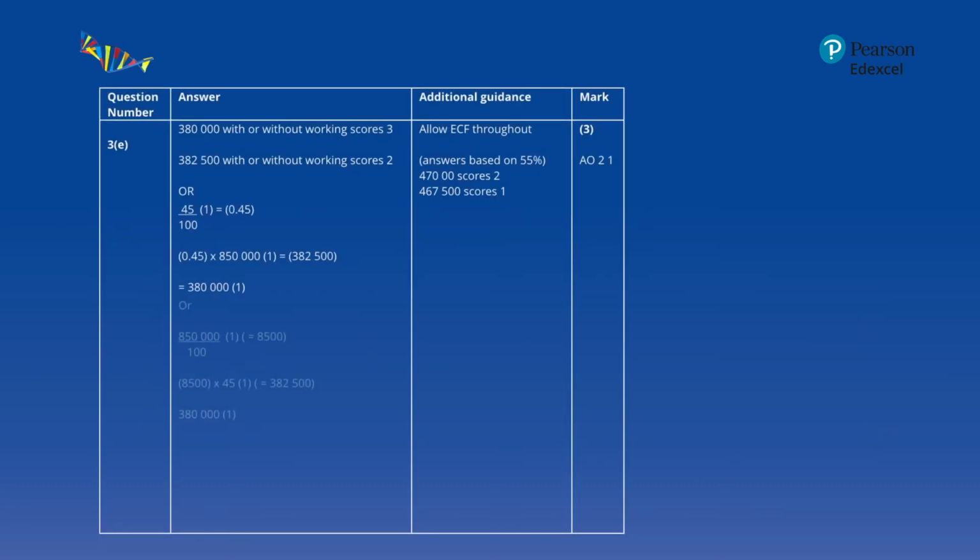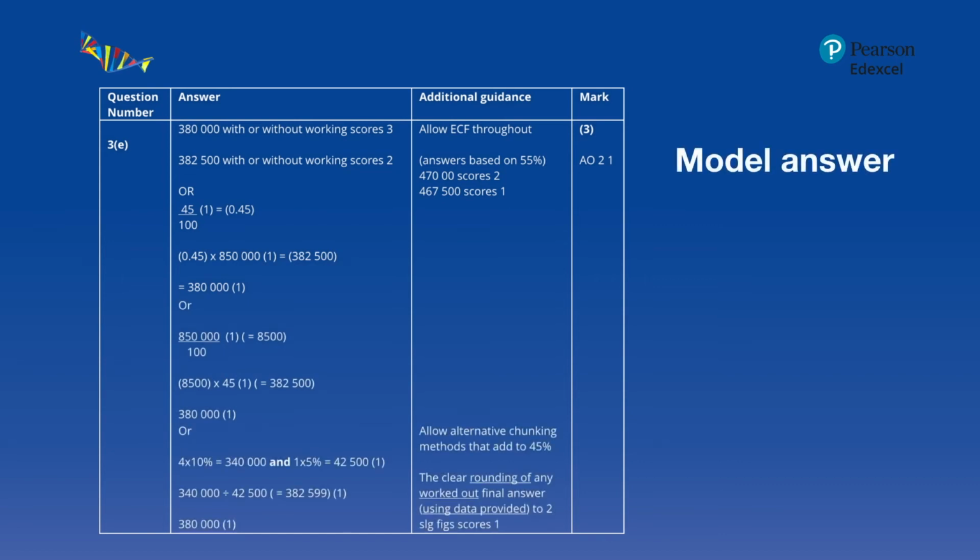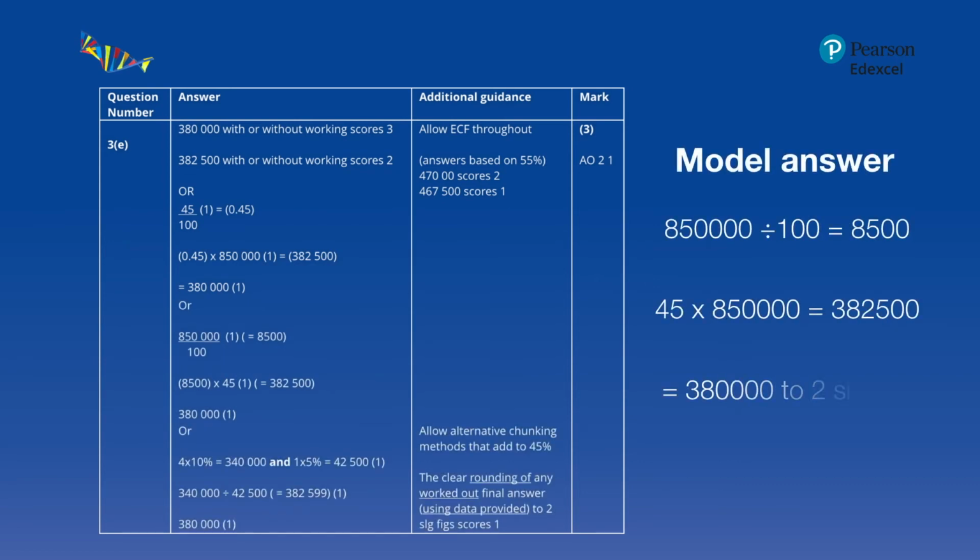Here's the mark scheme for 3E. Here's an example of a 3-mark answer. The candidate showed their working. First they calculated how many barrels equaled 1% for a mark. Then they calculated the number of barrels of fuel for the second mark. They converted their answer into 2 significant figures for the final mark. This shows it's important to show your working, as if they'd made a calculation error, it would still be possible to gain the final mark if the answer was to 2 significant figures.